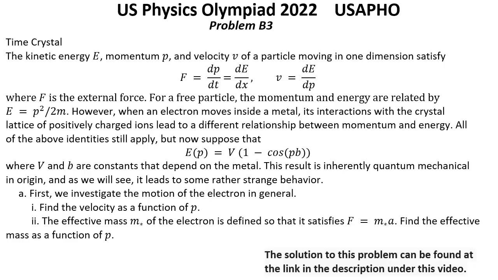Question A. First we investigate the motion of the electron in general. First, find the velocity as a function of P. Second, the effective mass m star of the electron is defined so that it satisfies F equals m star a. Find the effective mass as a function of P.